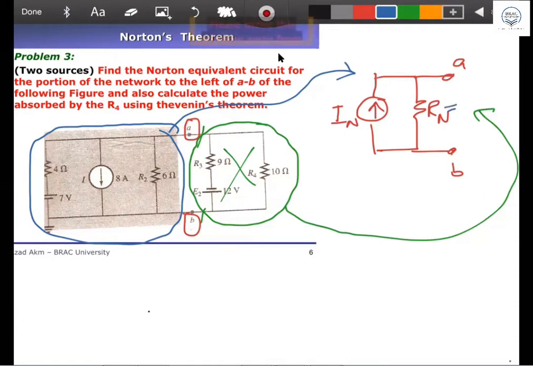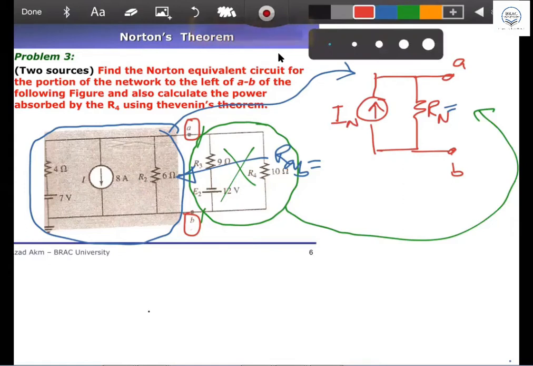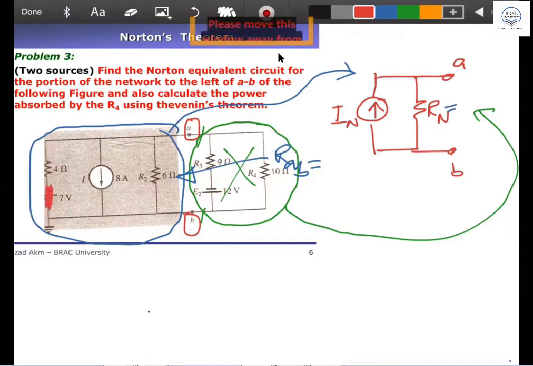If you want to first find Rn, then you look through this window, RAB equal to what? When you want to find the RAB in the blue circuit, looking through the AB window, then what to do? Are there any sources inside? Yes, sir. Two sources, one current, one voltage. How to deactivate them? You have to deactivate them to find the R. The 7-volt source should be shorted and the current source should be open. You understand it? Yes, sir.